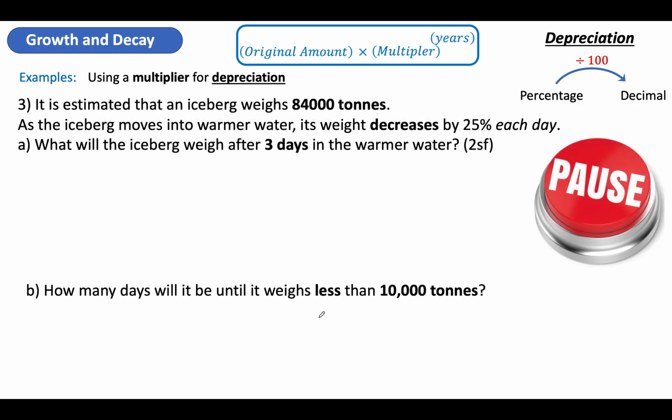Right, let's try 2 more. Well, it's 1 question with 2 bits to it. Okay, it's about an iceberg. I'm not going to talk too much about this one. I just want you to give it a go. Try and do both bits, please. Think about what happened in the starter, the second part of the starter for part B down here, and see if you can figure it out. Okay? Right, off you go. Unpause when you're done.